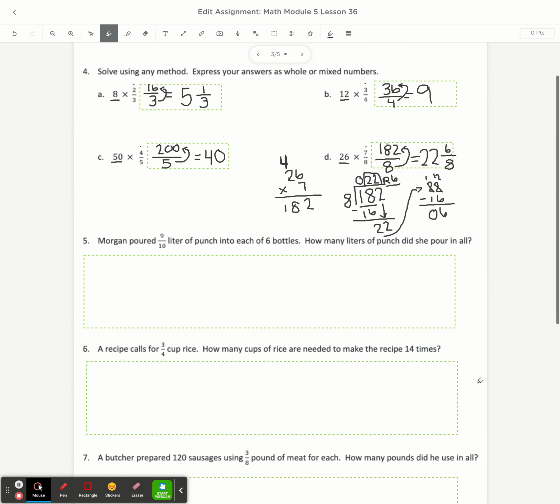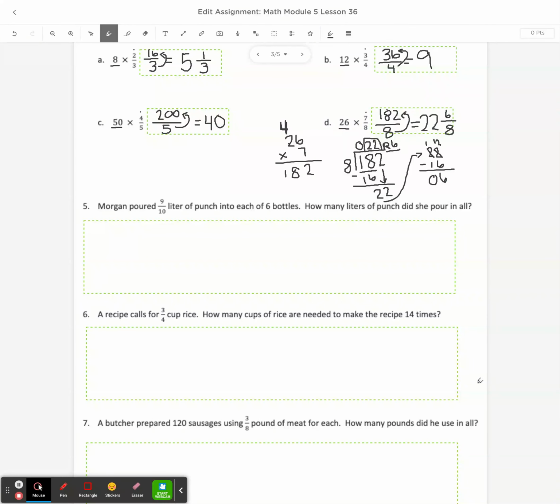So numbers 5, 6, and 7, we're basically going to be doing the same thing. It's just set up as a word problem. So number 5, Morgan poured 9/10 liter of punch into each of 6 bottles. How many liters of punch did she pour in all? So we have 6 bottles times 9/10 of a liter into each bottle.